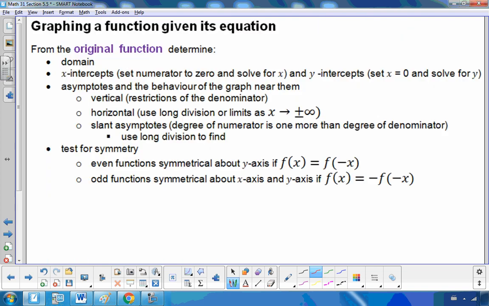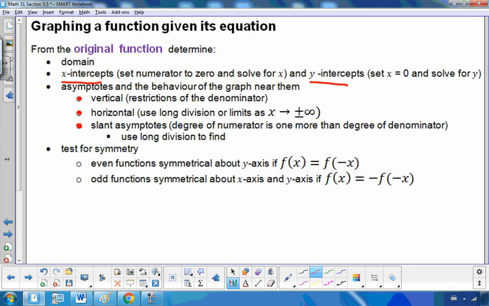So let's look at how we graph a function given its equation. So we're going to be determining things from the original function, from the first and the second derivative. So in the original function, we're going to be able to determine the domain, the x-intercepts, the y-intercepts, and asymptotes. Those would be vertical asymptotes, horizontal asymptotes, and slant asymptotes.